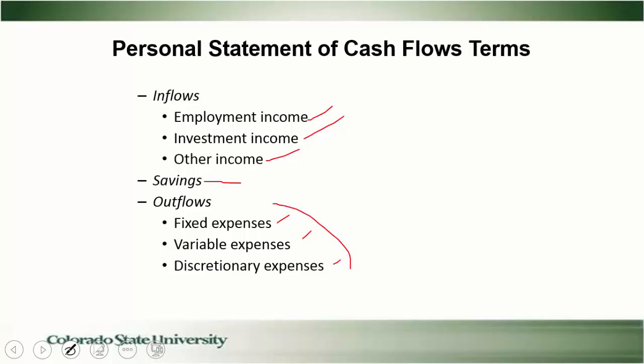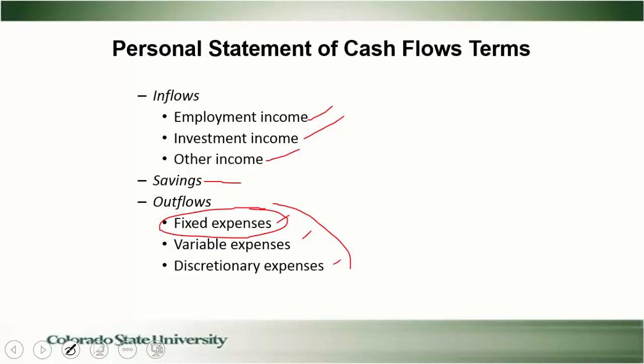Discretionary means you can cut them if you want to. They're your choice. So these are not vital items. They're not medical insurance, or food is not a discretionary expense. Those are what we would call a fixed expense, or sometimes called a required expense, or even called non-discretionary expenses.